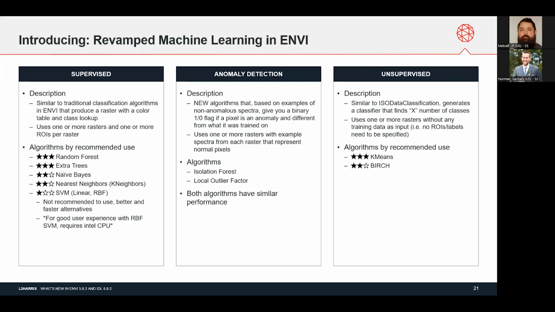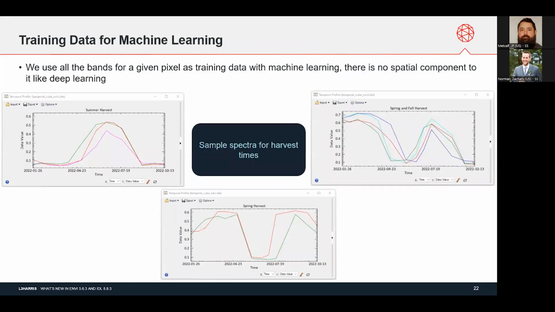So let's talk a little bit about our training data for machine learning and what we actually used for training data. If you're familiar with deep learning, one of the important differences between machine learning and deep learning is that machine learning uses a pixel and all of the values for each band as training data and is actually processed when you're classifying an image. We're not looking at a pixel and all of its surroundings, which is most commonly what deep learning does.